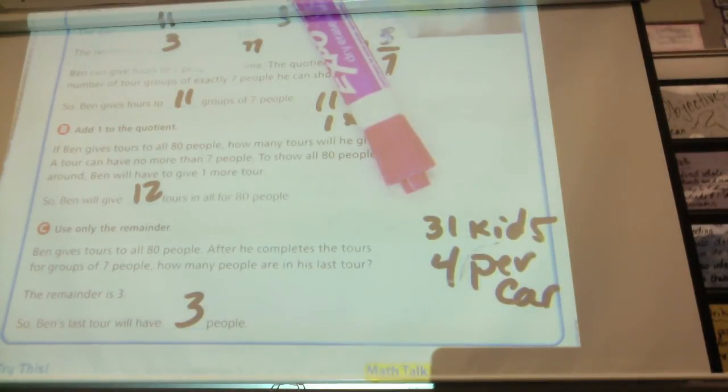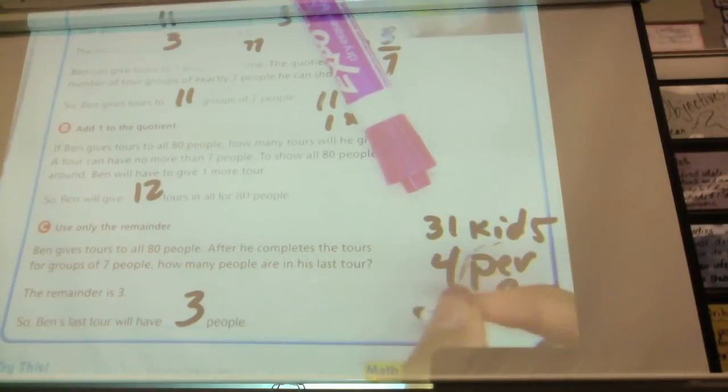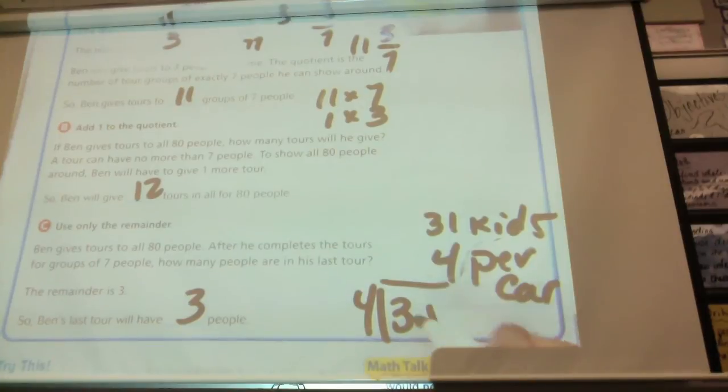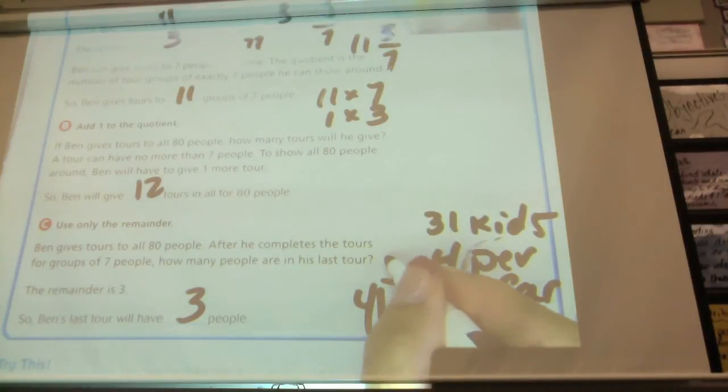Okay, how many cars do we need? 8. Ooh, we got pretty much equal answer. Yes, we need 8 cars. So you guys get it when it's about you, right? 31 divided by 4. What is my quotient? It's not 8. 31 divided by 4. What's my quotient?